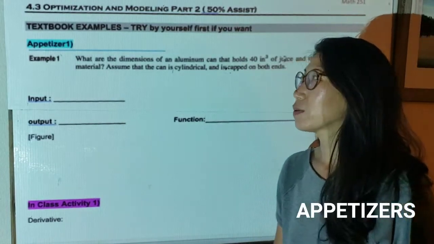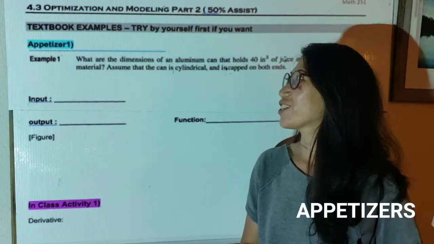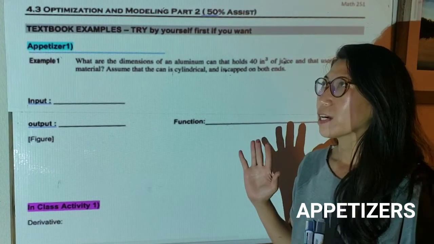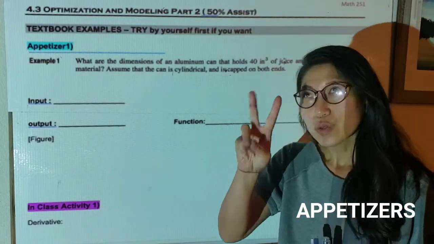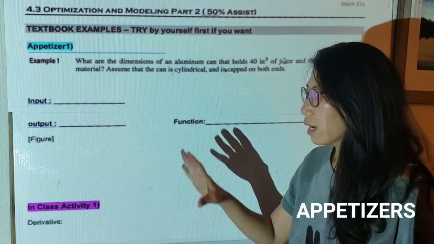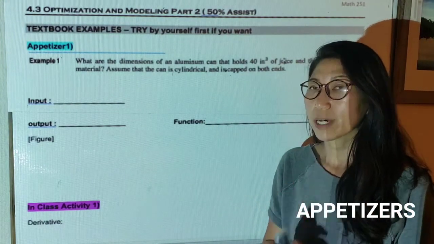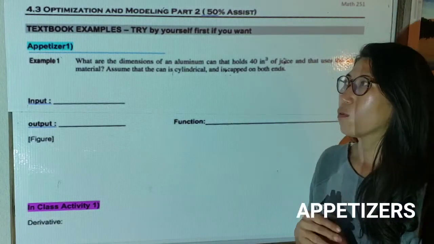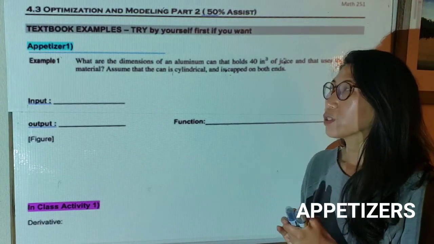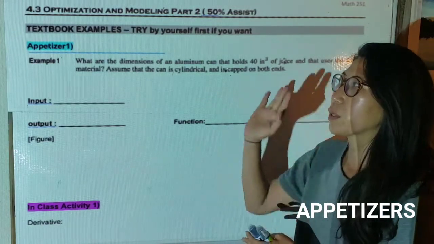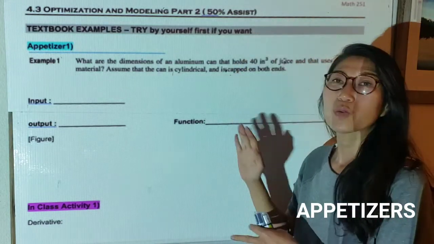So today we are going to continue 4.3 of the optimization and modeling part 2. As I said, I kind of break it into two parts: part 1, part 2, and then after part 2, I put 2 questions that now I want you to try by yourself. The logic here is that we haven't started the textbook questions yet, so I prepared part 1 so that you don't get too overwhelmed.